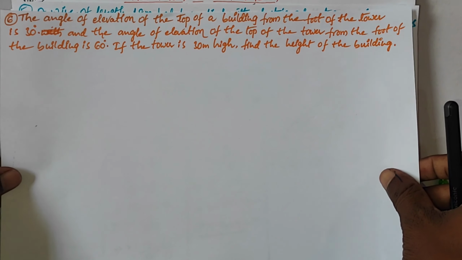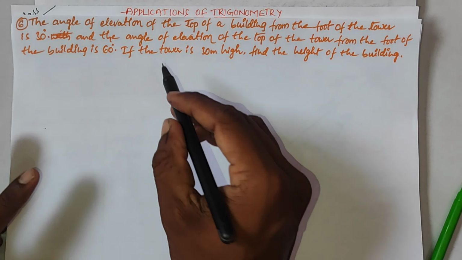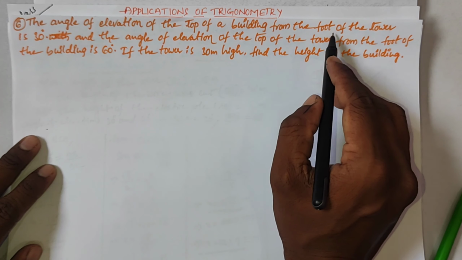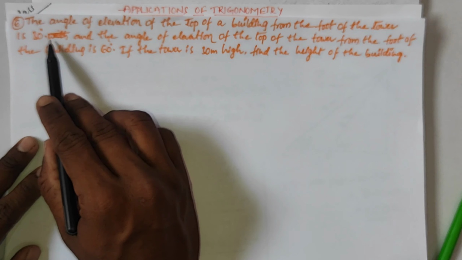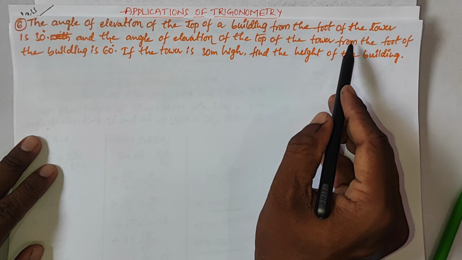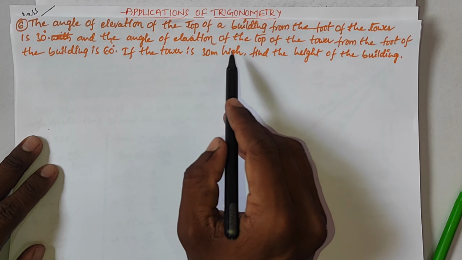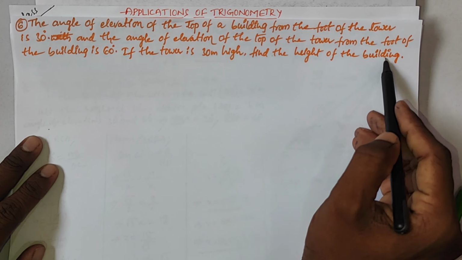Next, question number 6. Question number 6 is: the angle of elevation of the top of a building from the foot of the tower is 30 degrees, and the angle of elevation of the top of the tower from the foot of the building is 60 degrees. If the tower is 30 meters high, find the height of the building.